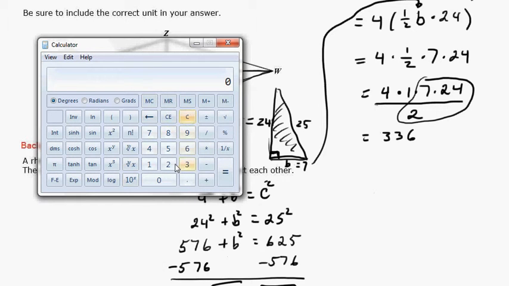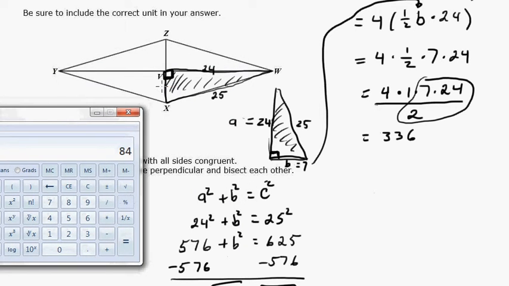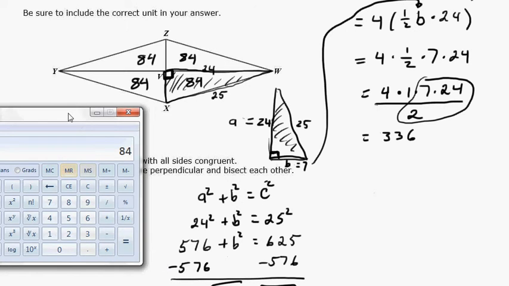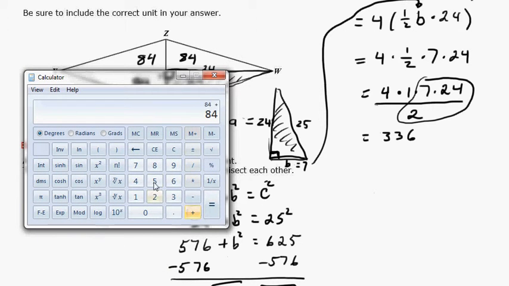Now, clear. 7 times 24, divided by 2, equals 84. So the area here is 84. So then we just multiplied it by 4, or you could add it if you don't trust multiplication. 84 plus 84 plus 84 plus 84 equals 336.